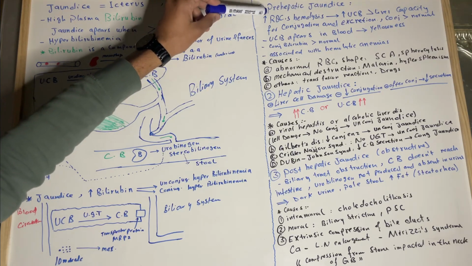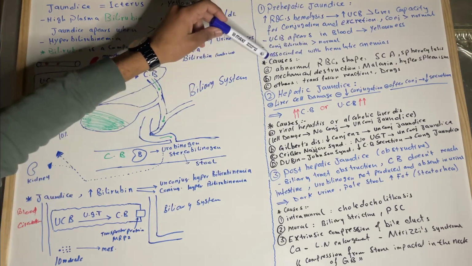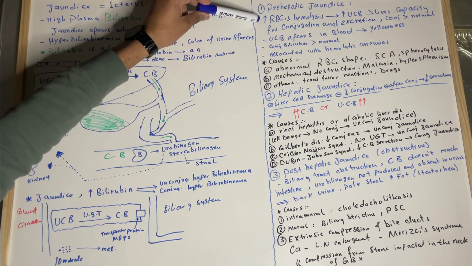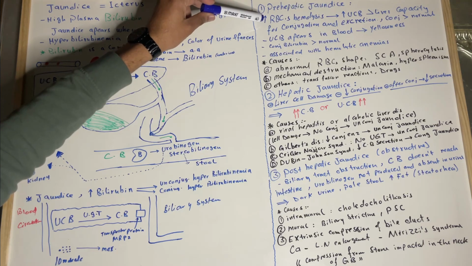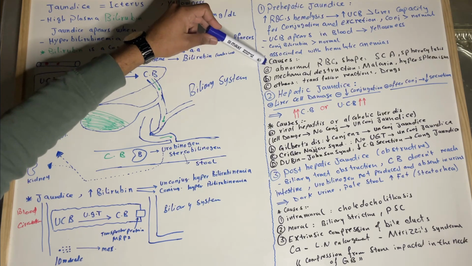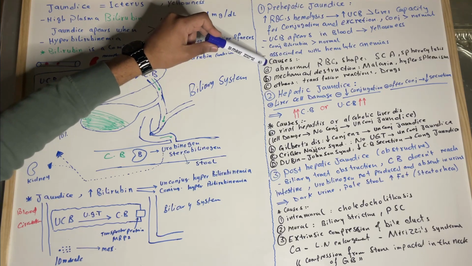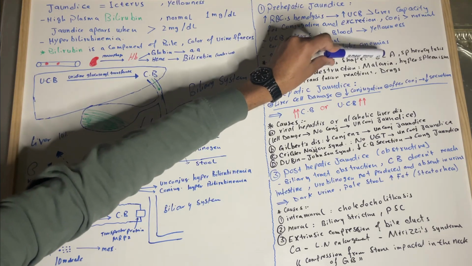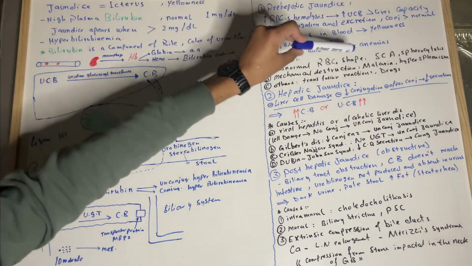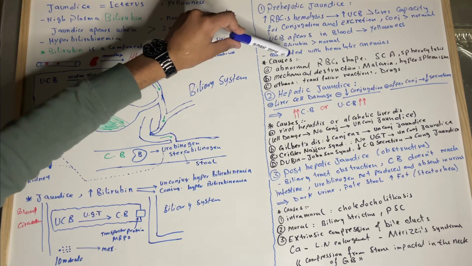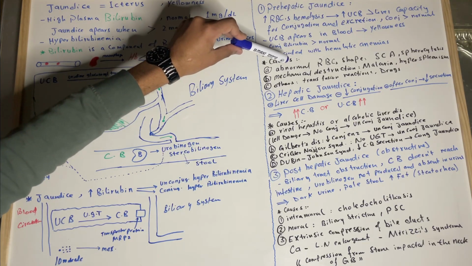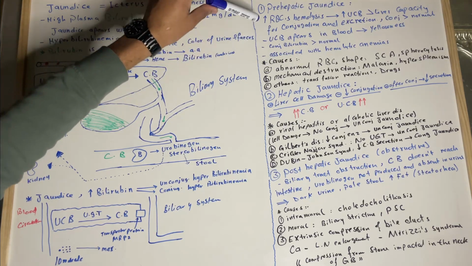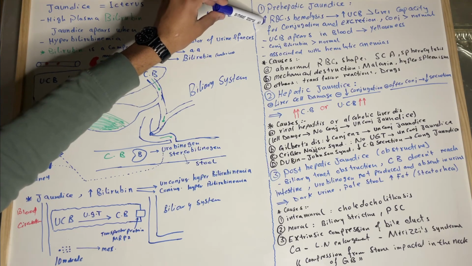Prehepatic jaundice is usually associated with hemolytic anemias, since it happens when there is increased RBC hemolysis. The causes of prehepatic jaundice are, first, abnormal RBC shape, like what happens in sickle cell anemia and spherocytosis. In sickle cell anemia, for example, we have abnormally shaped red blood cells, and even in spherocytosis. In this state, there is increased RBC hemolysis.